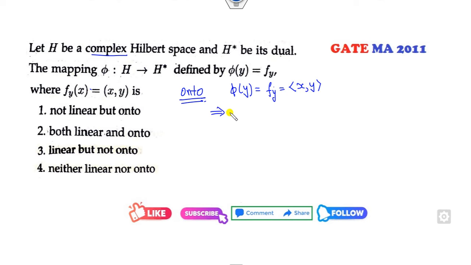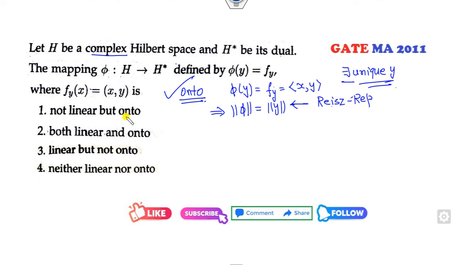So what is the norm of phi? It is nothing but the norm of y, by using the Riesz representation theorem. It means there exists a unique y. That is the definition of the Riesz representation theorem, and that is the same thing I explained in my last PYQ of functional analysis. So yes, this is onto because there exists such a y. So it is onto; the option saying not onto, cancel.